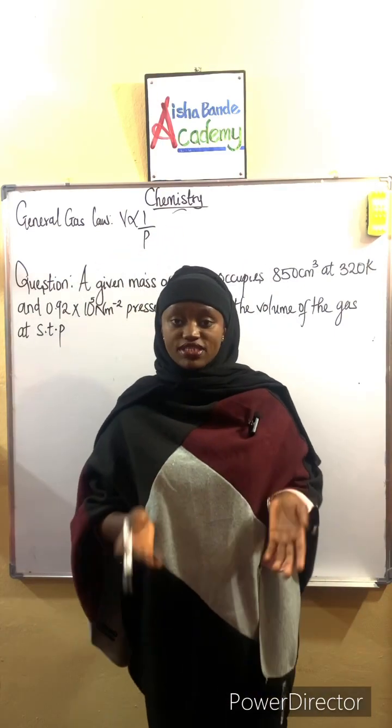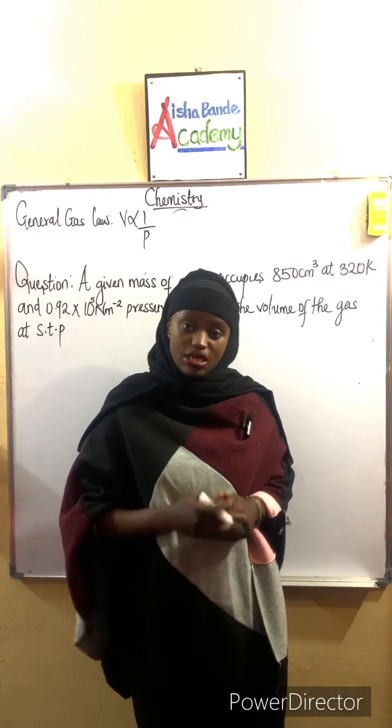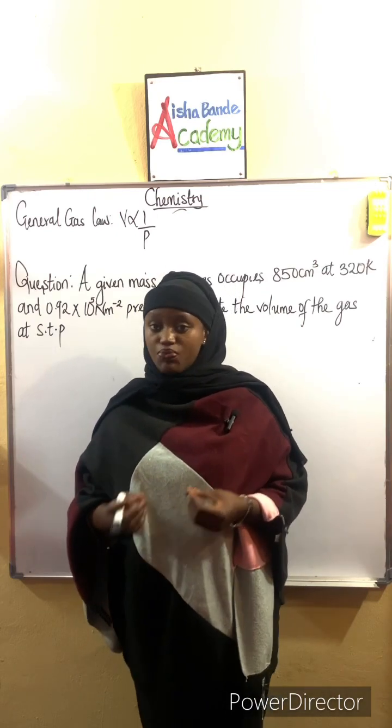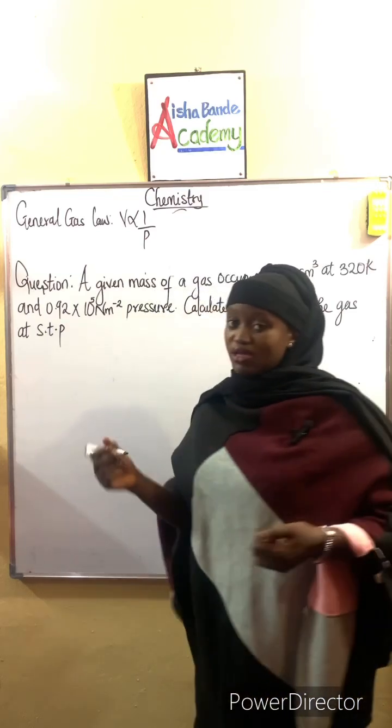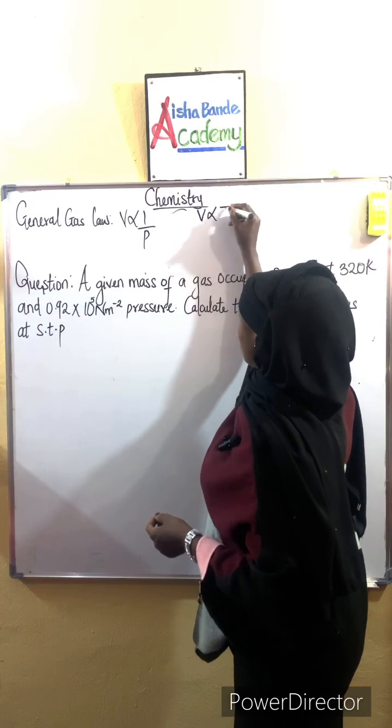While Charles's law states that the volume of a given mass of a gas is directly proportional to the temperature, provided that the pressure is kept constant. And the mathematical relation for that is V is directly proportional to T.